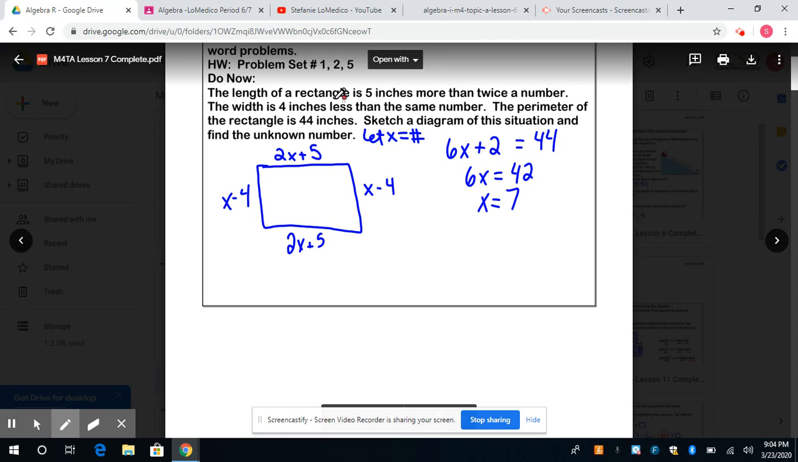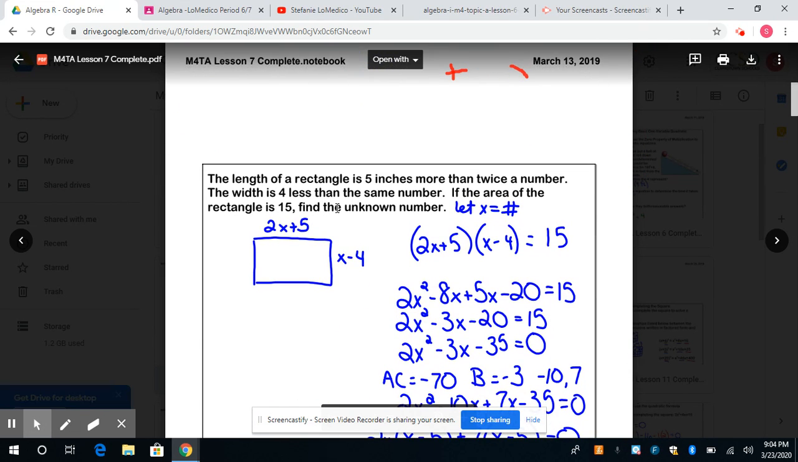So phrases like the length of a rectangle is 5 inches more than twice a number. Okay, so you should think about twice being an operation, right? Multiplication, more than being addition. Perimeter, we should all know, is what are you doing with all the sides? You're adding. Okay, so that's addition, adding up all sides. Again, sketch a diagram, a picture is going to help you to find the unknown numbers. So this is talking about like a variable. It's talking about x.